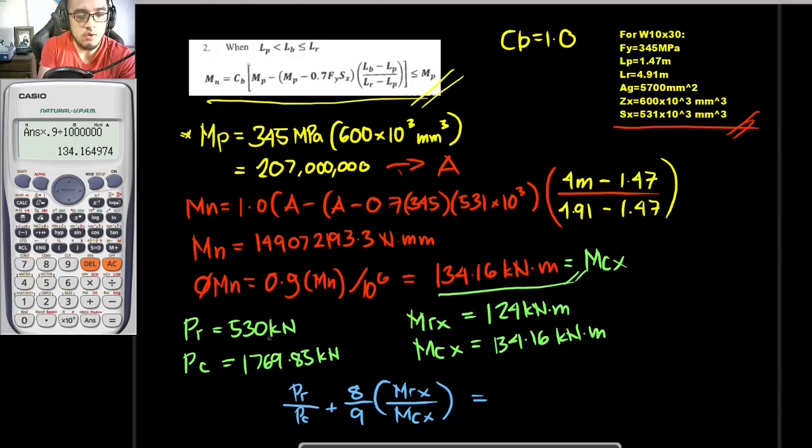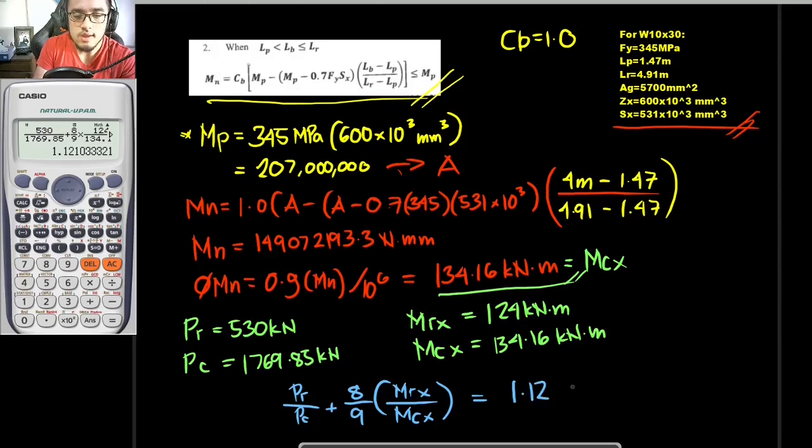So, substituting known values, I would just be substituting them in our calculator to your left. That is 530 divided by 1769.85 plus 8 over 9 times MRX, where our MRX would be 124 and our MCX would be 134.16. Solving for this, our answer here would be 1.12.